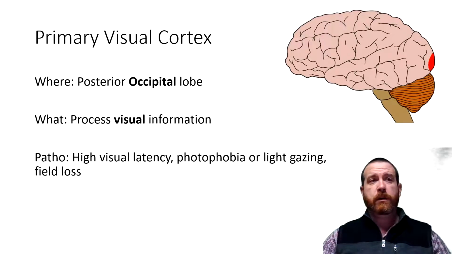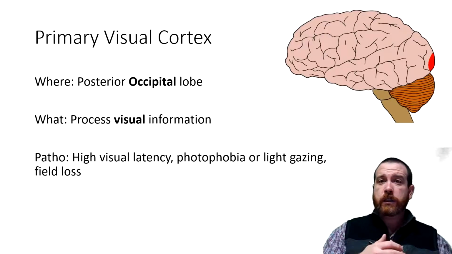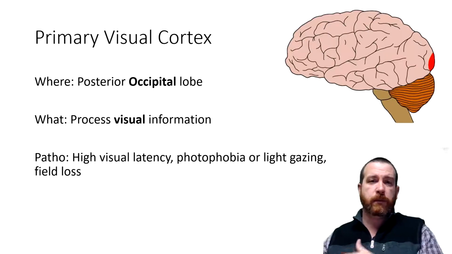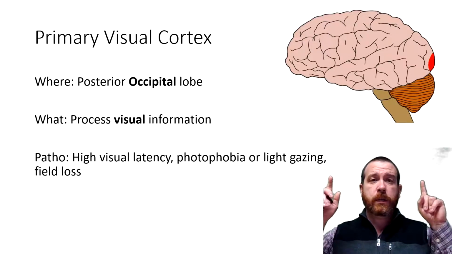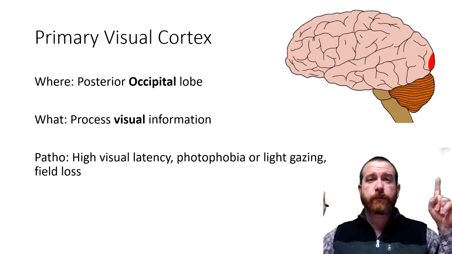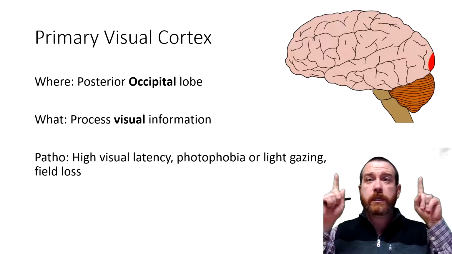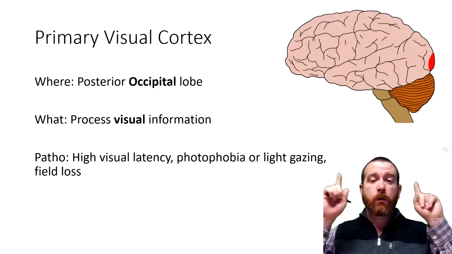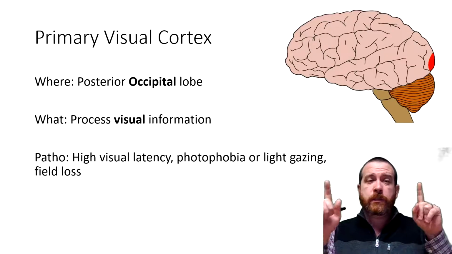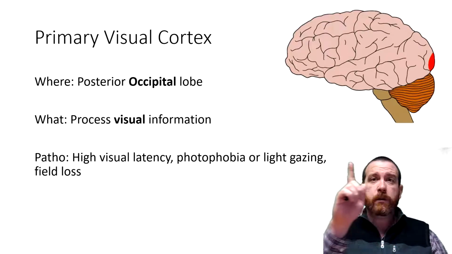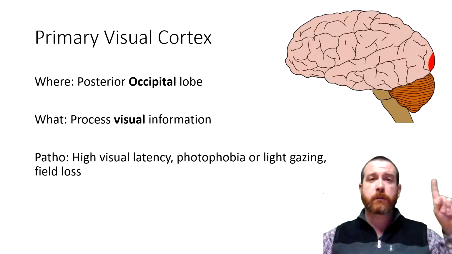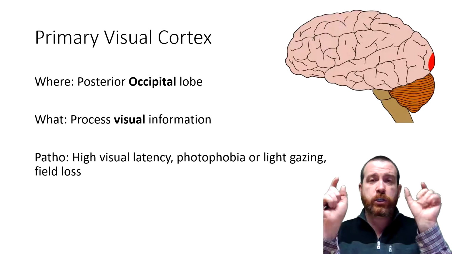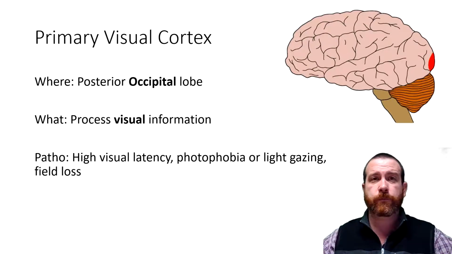We could be talking about individuals that really like staring at light or hate staring at light, like they're photophobic or they have light gazing. Or we could be talking about individuals that have a loss of field. So we could be missing out on peripheral vision, or depending on where the damage is done in the cortex, we could be talking about individuals that can't see what is directly in front of their eyes, but can see on the periphery, right? So they have a change in the field of their vision.